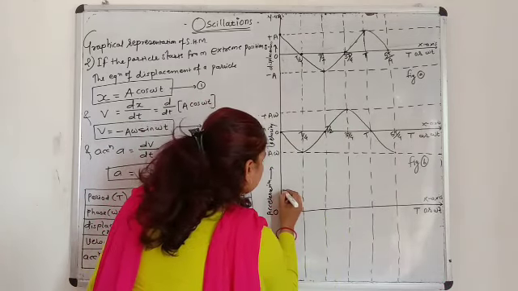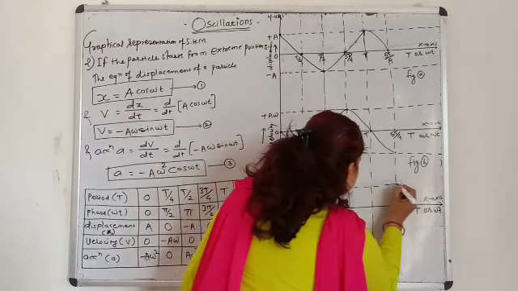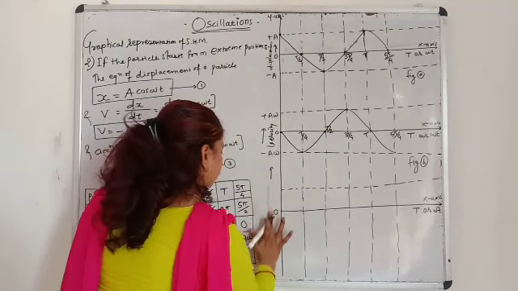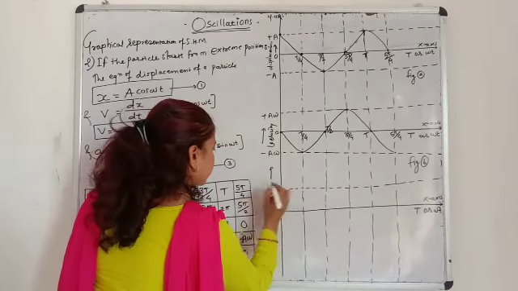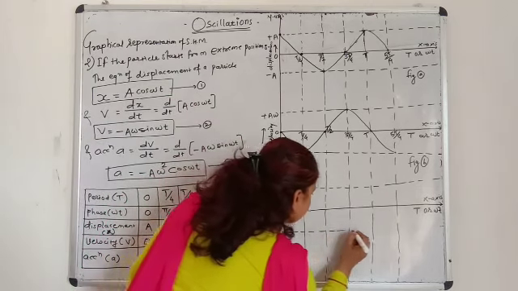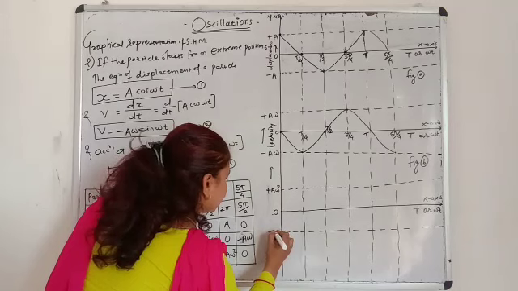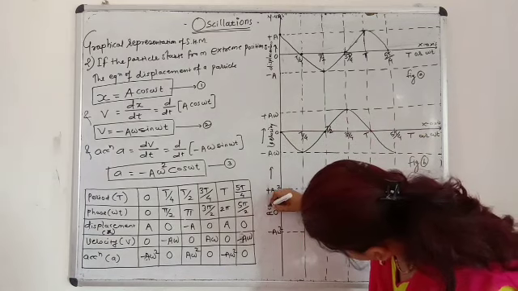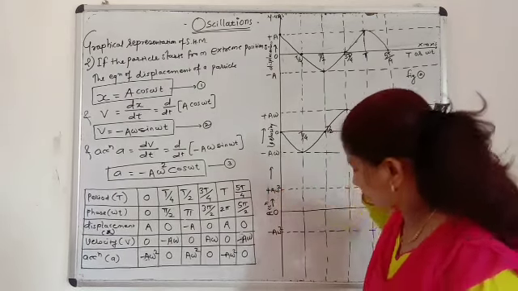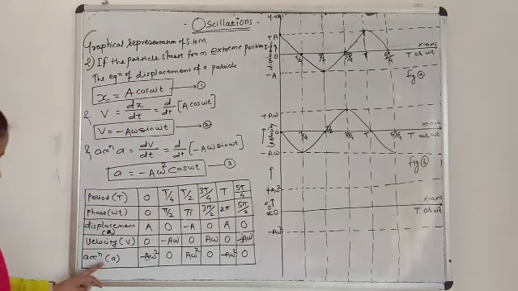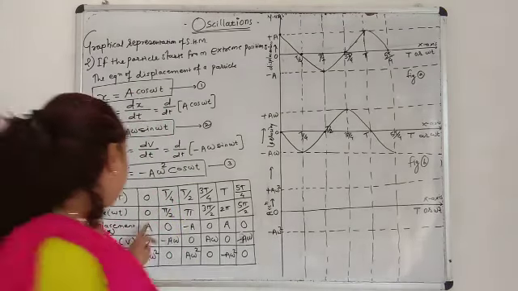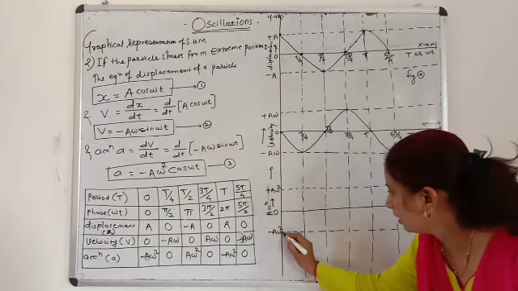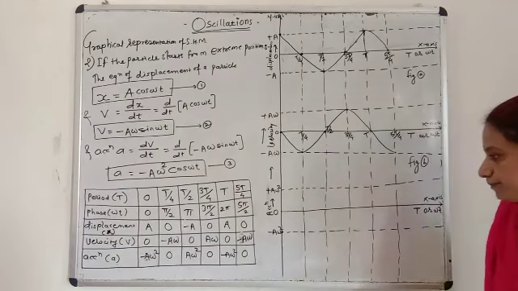So here for the positive cycle, plus A omega square, and for negative cycle minus A omega square. Here we take the acceleration. So now the acceleration starts from minus A omega square. For the periodic time 0, the acceleration is minus A omega square here. So the first point is here.